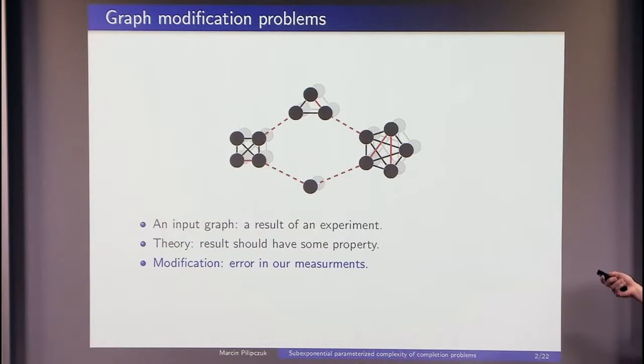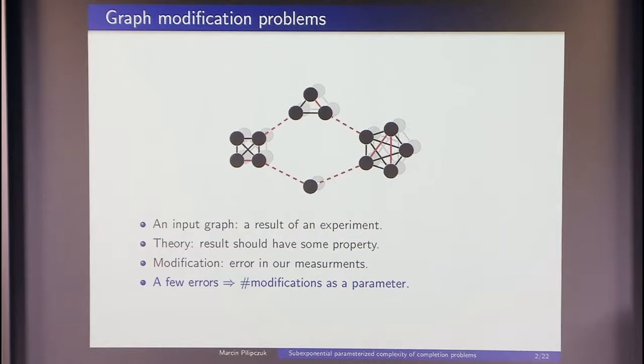And of course, if we are good scientists, we believe that we've developed a very good experiment. We believe that there are only a few errors in our whole measurement, and now we want to fix these errors. We want to say that our experiment data matches our theory, so we detect these few errors and fix them and get a cluster graph, and we say that the number of modifications is the parameter. That's what we say in the FPT standard.